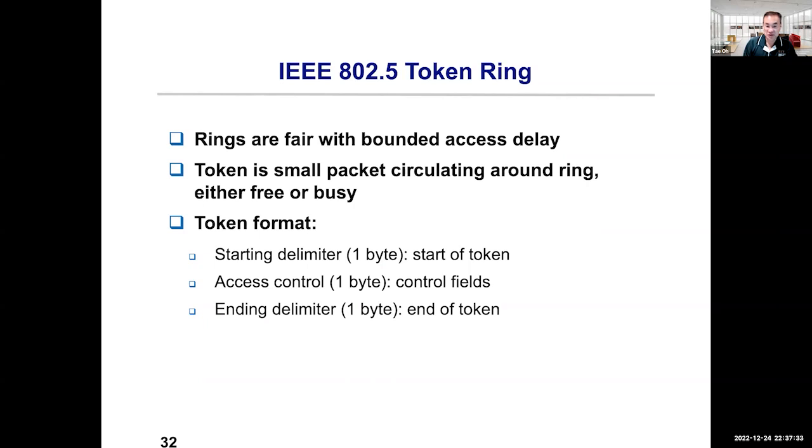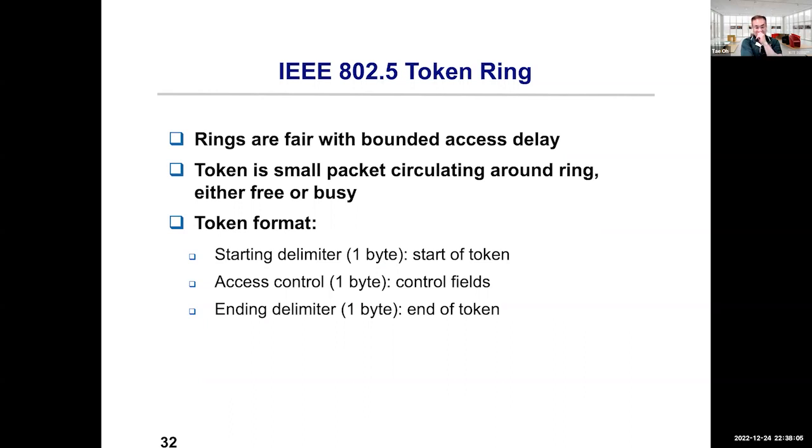A token is a small packet circling around the ring. Basically each station needs to have a token to send anything. Okay, instead of sensing the medium to see whether it's busy or not, it passes around the token. If you have the token, you can send packets. When you're done with it, you send it on, and the next workstation gets it and sends.